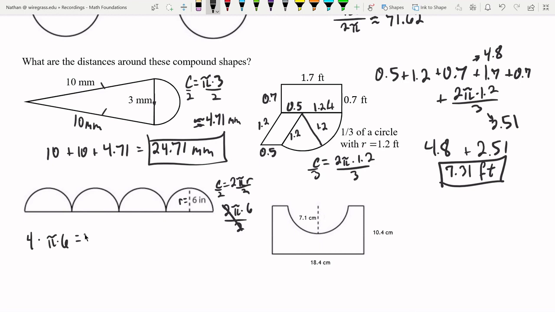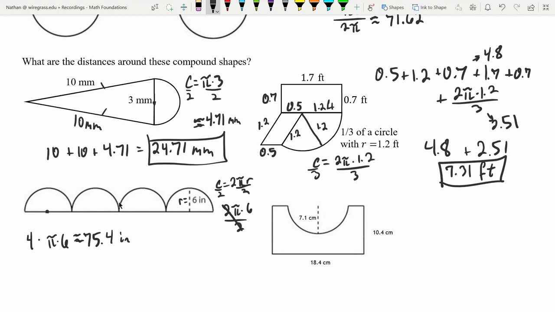I'm getting 75.3, 75.4 if I round to one place, inches. That's going to be this distance all combined. And we also have this, and this. Those individually are going to be the same portion, right? This is the same as this, which is the same as this, which is the same as this. And what is that? That is the diameter of these circles because it's going straight across the sides.